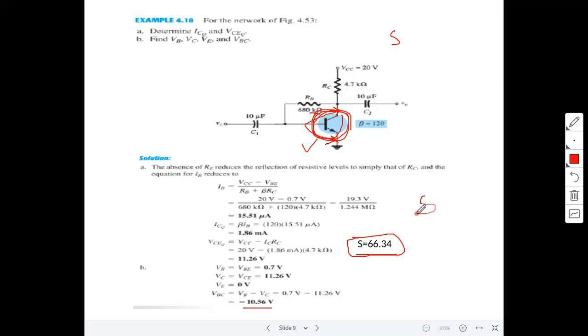This is less than beta plus 1. What is the stability factor in fixed bias? It is 1 plus beta. Here the beta value is equal to 120, so 120 means 121 in fixed bias. But here in collector to base bias, the stability factor is 66.34 only, right? That means compared to fixed bias, the stability factor value reduces.